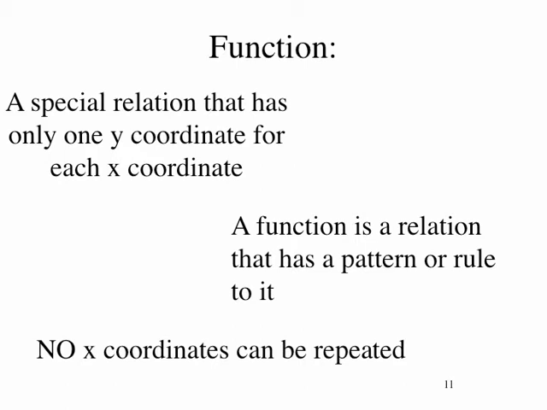A function, however, is a very specific, special kind of relation that has only one y-coordinate for each x-coordinate. Another way you could say it, it is a relation that has a pattern or rule to it. It sort of makes sense. When you graph a function, all of the dots on the graph that you make will line up in some fashion. They'll either be a straight line going up or down, or horizontal or vertical. You'll notice a pattern. They're not just plotted all over the place.